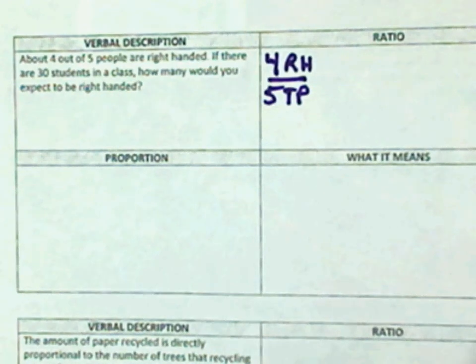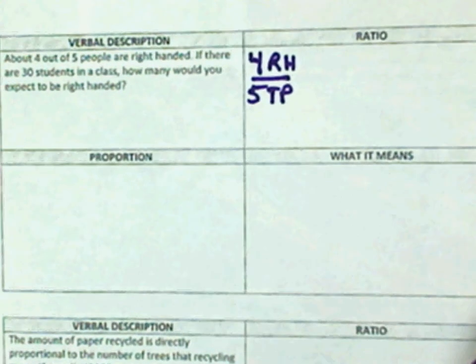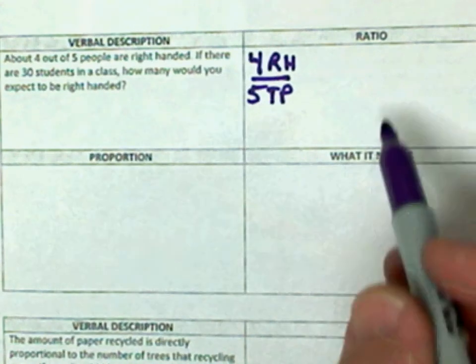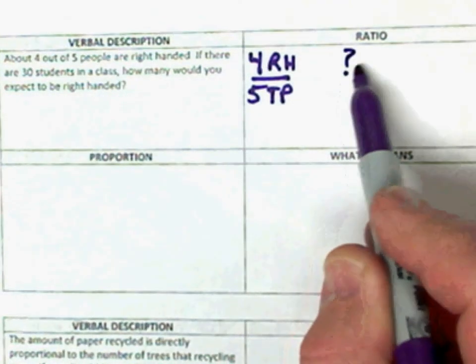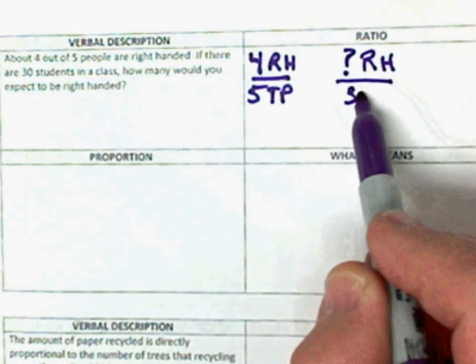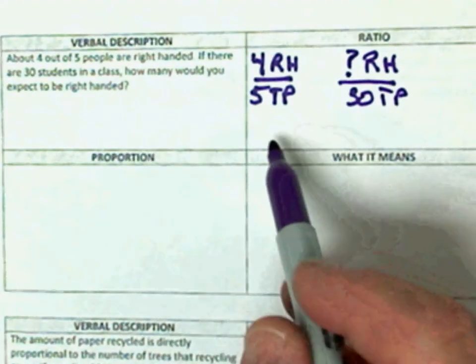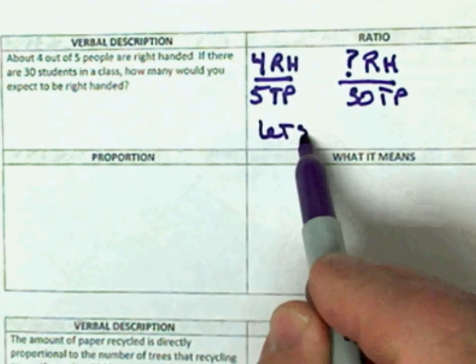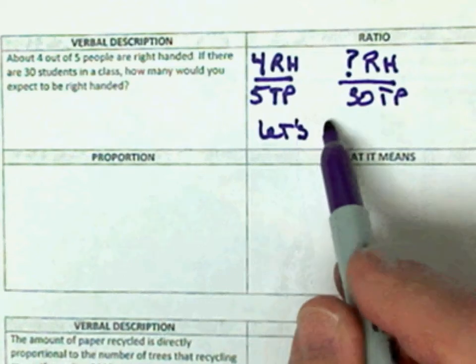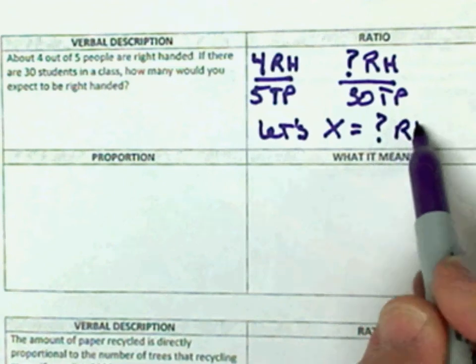And so, what are we trying to find, Shane? The amount of right-handed students. Out of how many? 30. Okay, so we're trying to find how many right-handed, out of 30 total people, right? So let X equal that question mark of right-handed people, okay?